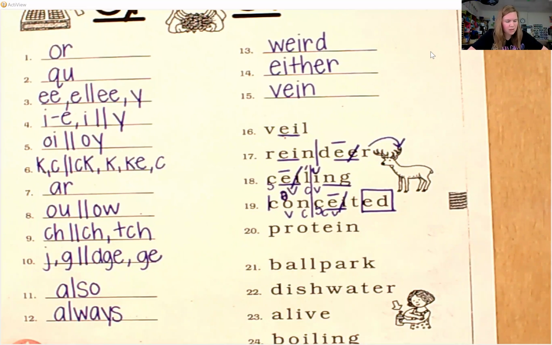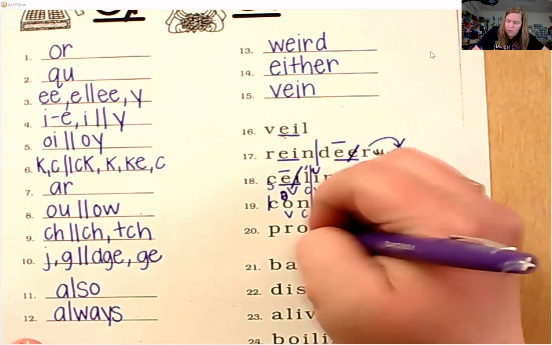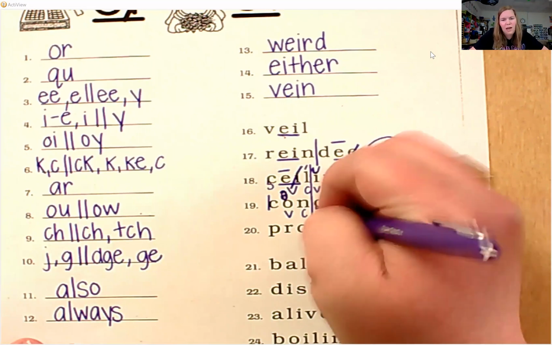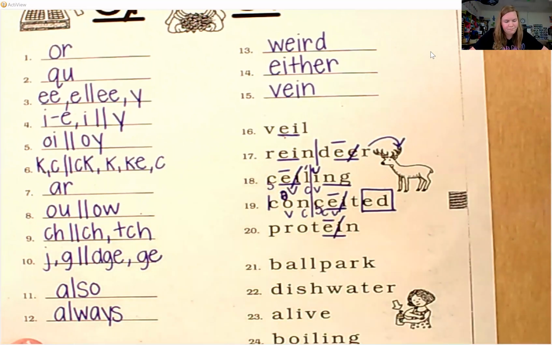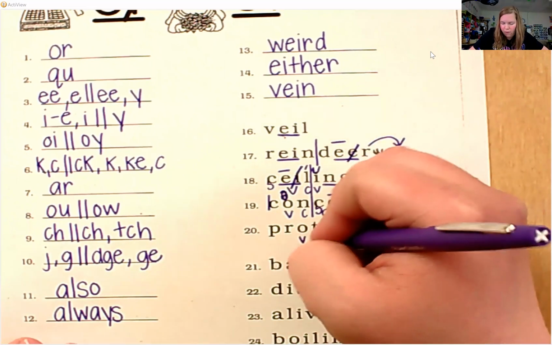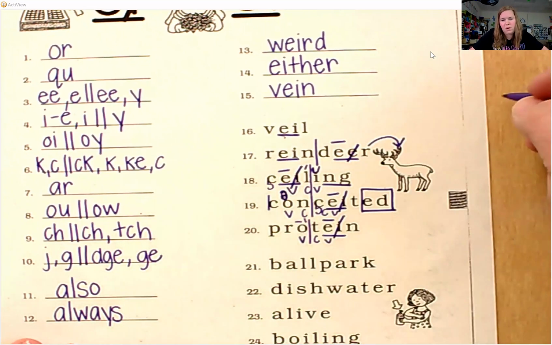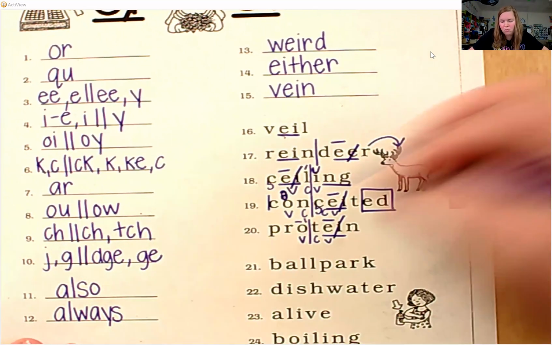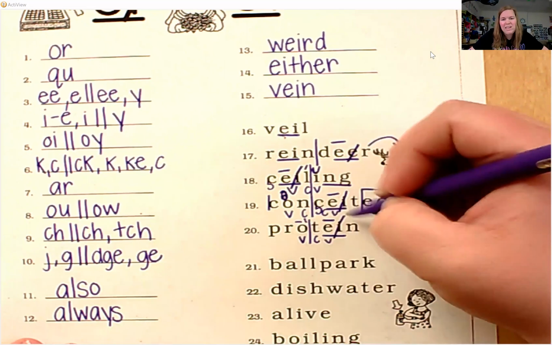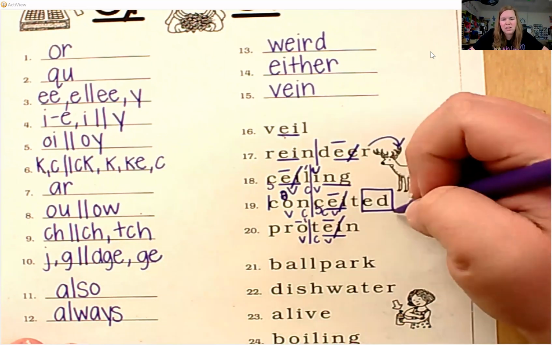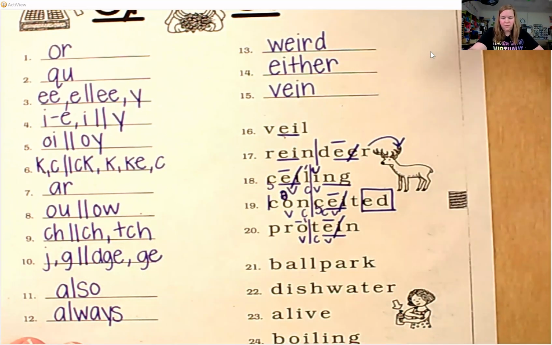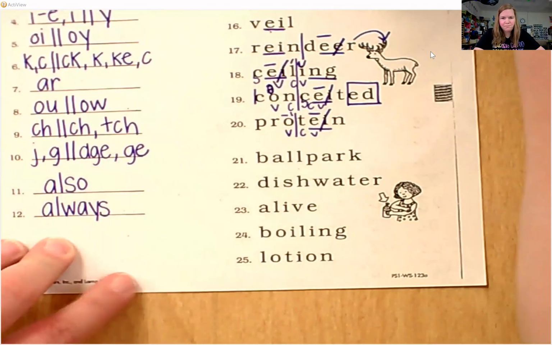And for number 20, we have digraph EI. Again, the E is making the sound, the I is quiet. We have a vowel, consonant, vowel pattern, and this time the O is open. We did this word earlier. This word is protein. Protein. Let's practice a few more words at the bottom.